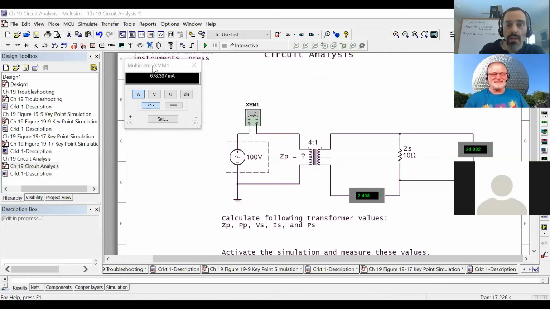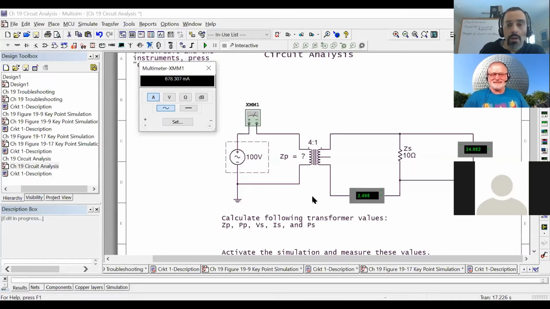All right, let's go back to here. Okay, so basically I have a circuit here. It's a 4-to-1 ratio on the transformer. And by the way, thank you very much for that correction on the 110, John. That was computer error, not me.